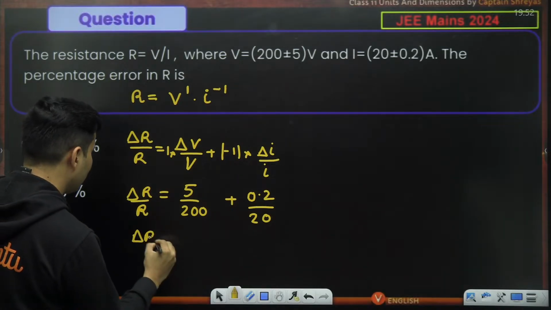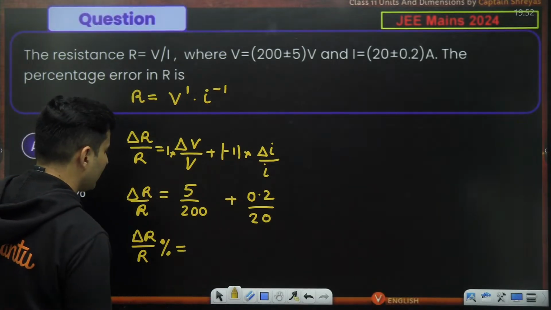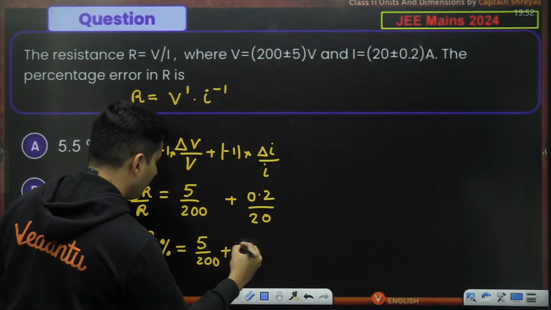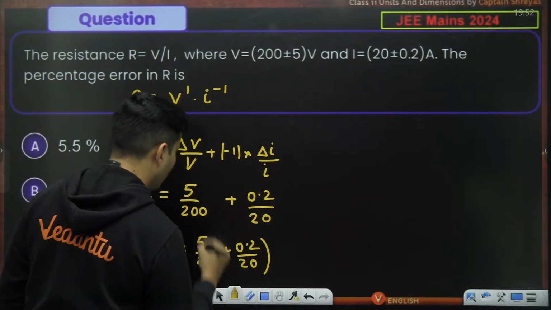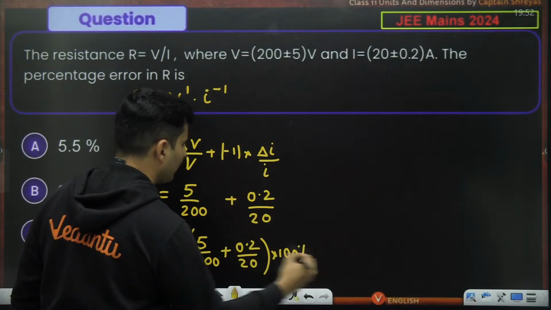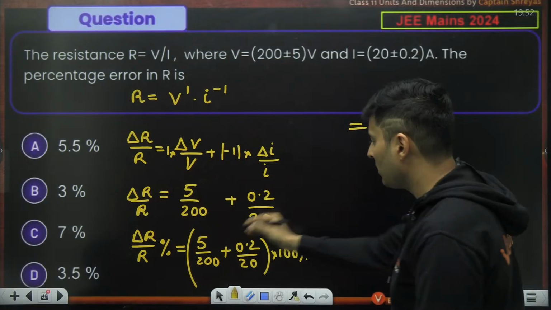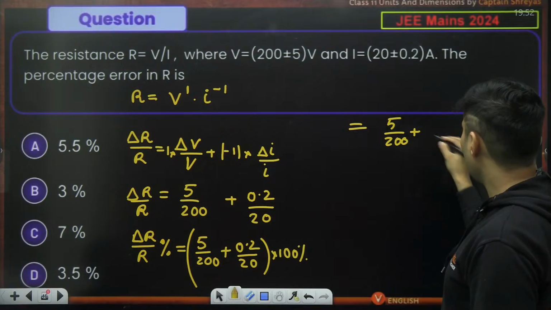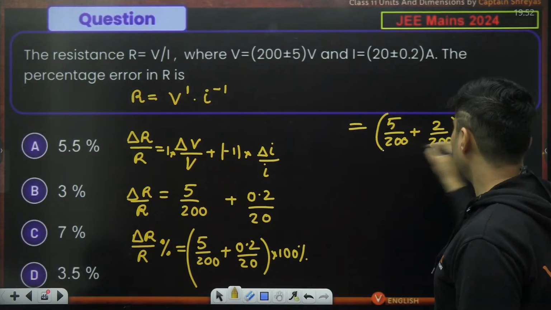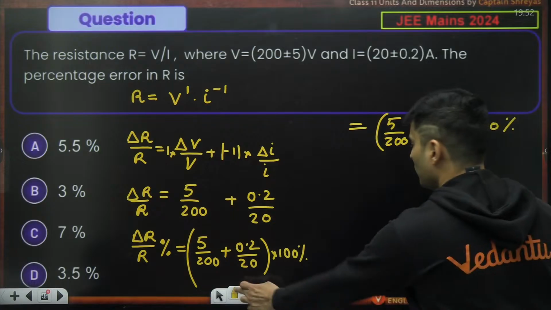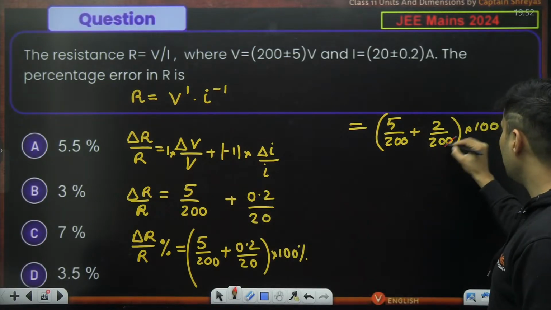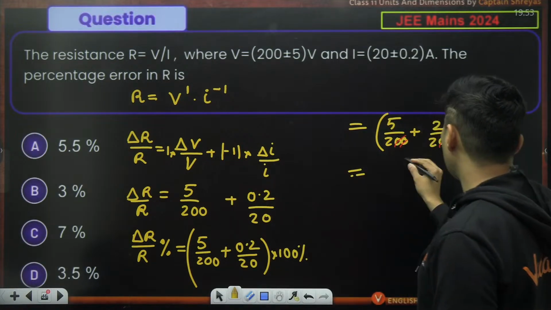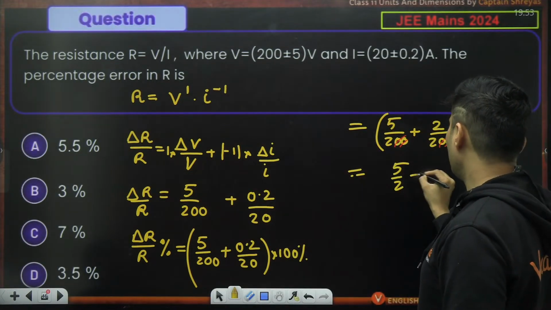So this is the relative error of the resistance. If you ask me what is the percentage error of the resistance, everything has to be multiplied by 100. So 5 by 200 plus 0.2 by 20, the whole thing multiplied by 100. That will be the percentage error. Not that difficult to calculate. You can write it as 2 by 200, the whole thing multiplied by 100, guys. You can see that these zeros and these zeros got cancelled off. So this is 5 by 2 plus 2 by 2, which is 1.